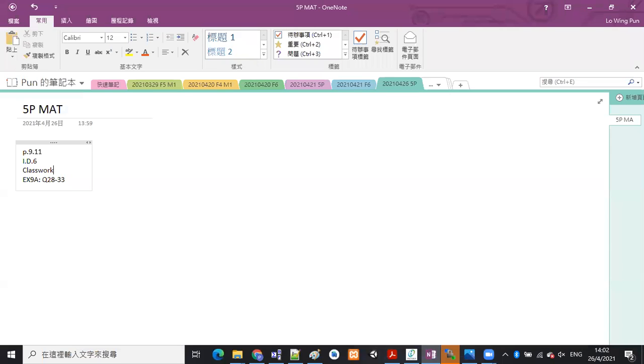So last week we started the section about the sine formula. I think you were learning quite okay last week. We have learned how to use the sine formula to find length. That is actually a little bit easier. But there is another case where we need to use the sine formula to find angle.